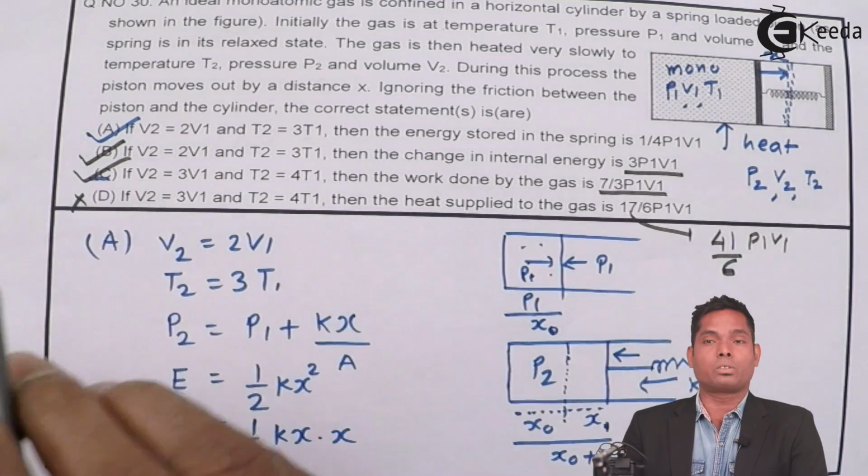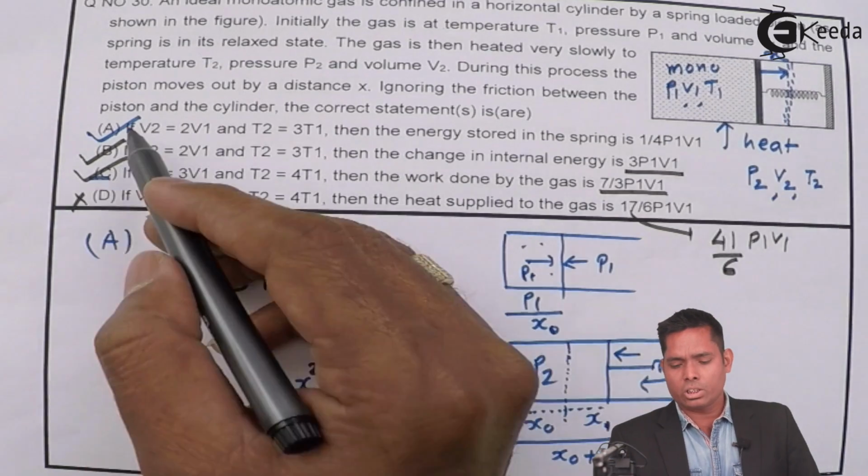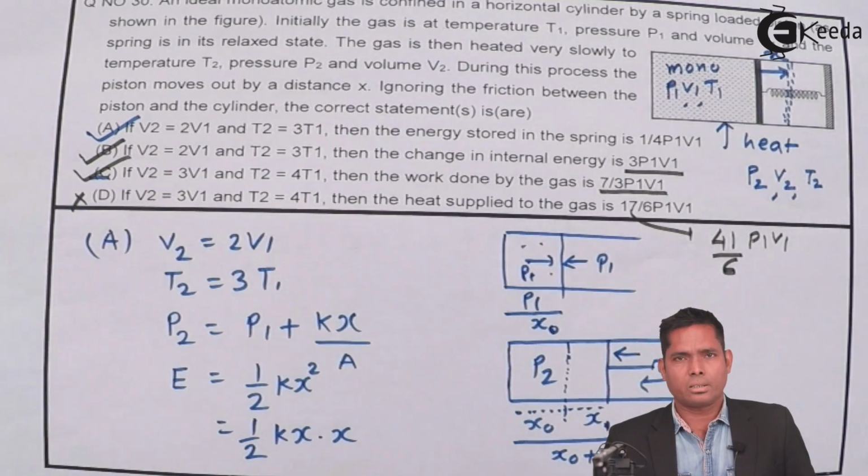Therefore this option is wrong, and only these three options A, B, C are correct. Okay, thank you.